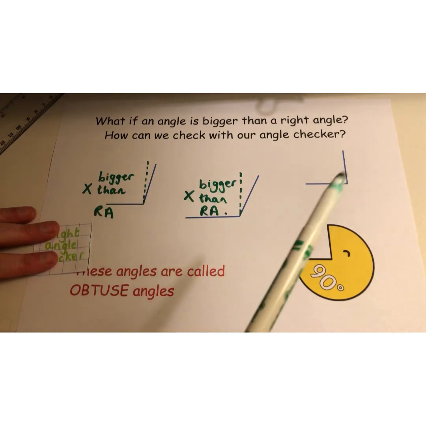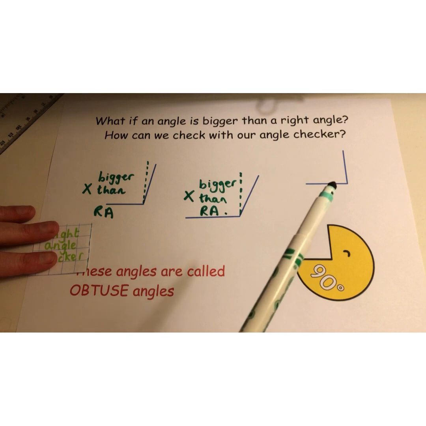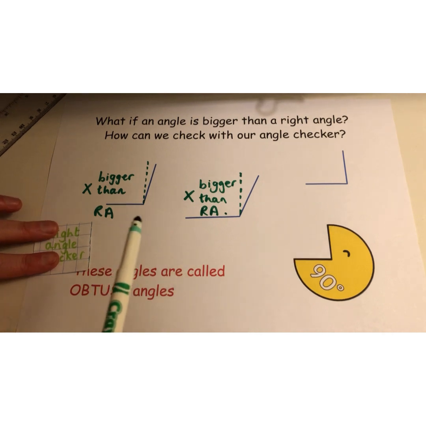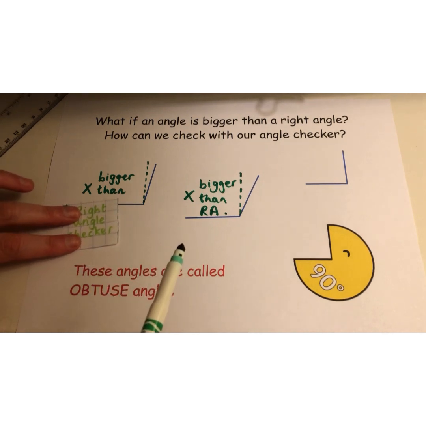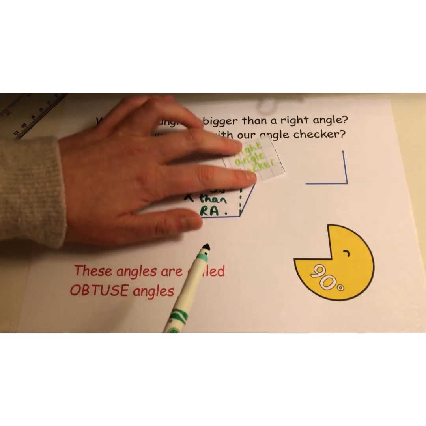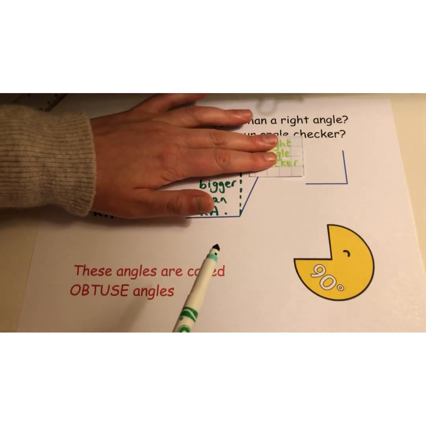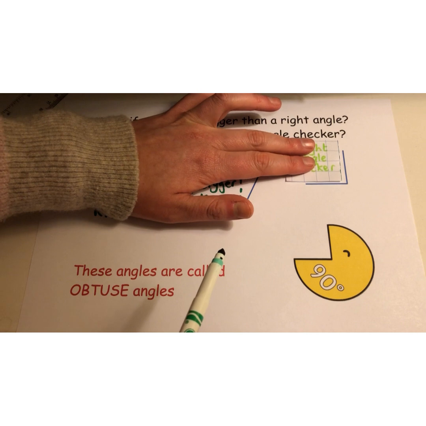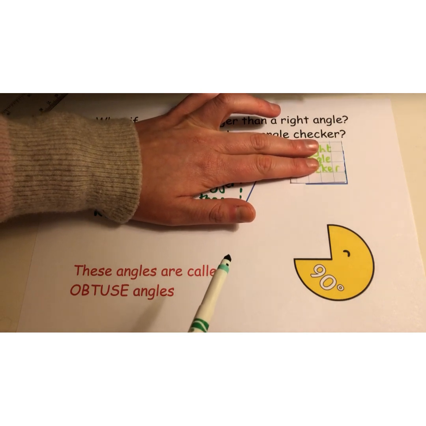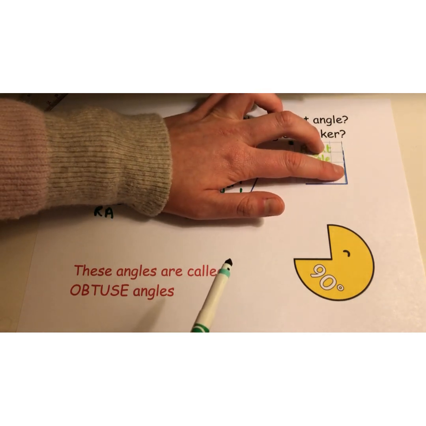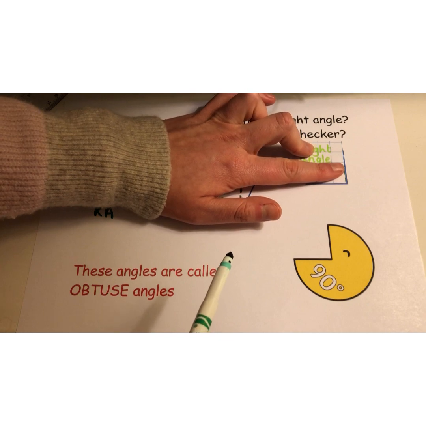Prediction time. What do you think? Is it smaller than a right angle, or bigger than a right angle? Right, let's take in the right angle checker. Slide it in along that horizontal till it meets the corner. Oh, look at that. What kind of angle is this?